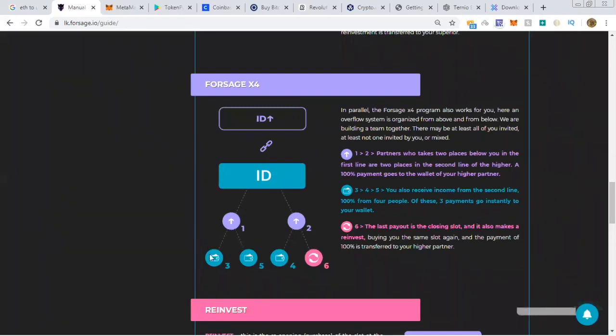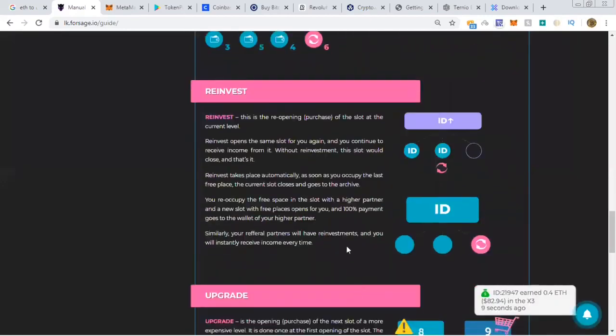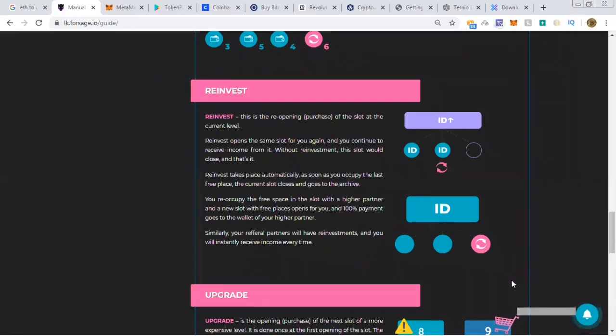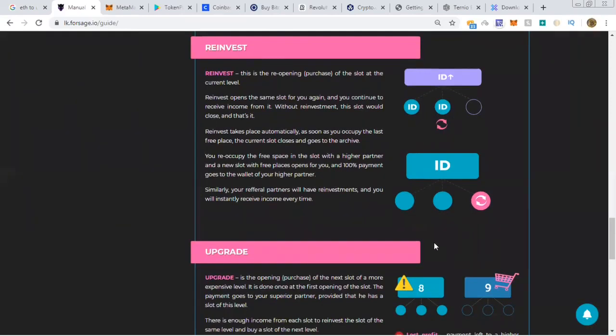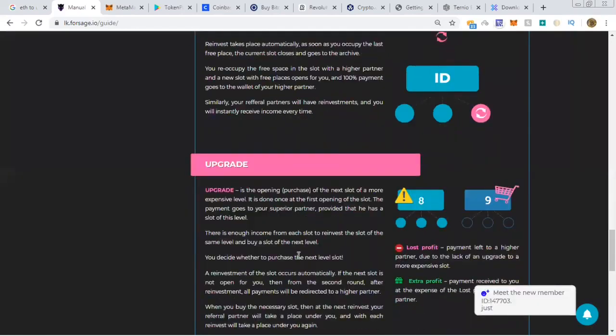But after that, on the 3 positions here, those are payments that do go directly to you. It's color coded, so blue goes to blue. On the last position, it does recycle and go up again to a higher partner. So that's how X4 works. Reinvest, I've pretty much already explained it. The last position recycles, and it happens automatically. You don't have to do it yourself. End of story, not too much more to talk about. So let's come on down to the upgrade.